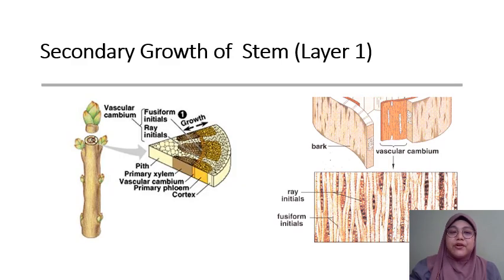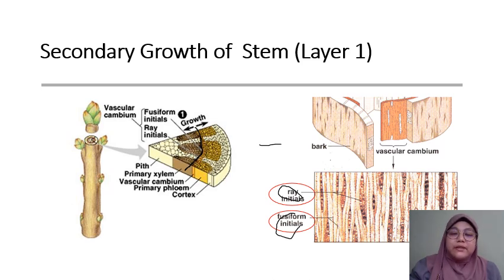For the first stage of secondary growth of stem, the meristematic bands make a continuous cylinder of dividing cells surrounding the primary xylem and pith of the stems. And it's called the vascular cambium. So this ring of vascular cambium consists of regions of ray initials and fusiform initials. So ray initials, also called xylem rays and phloem rays, transfer water and nutrients laterally.